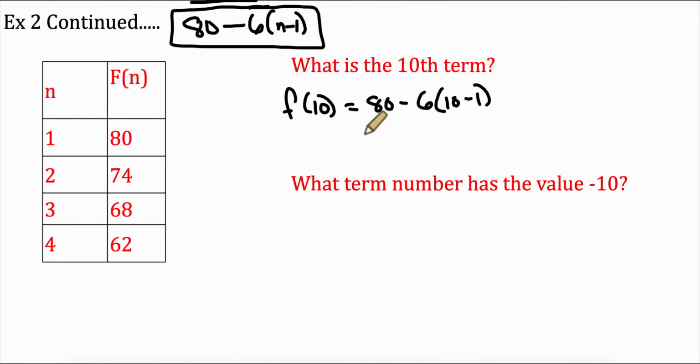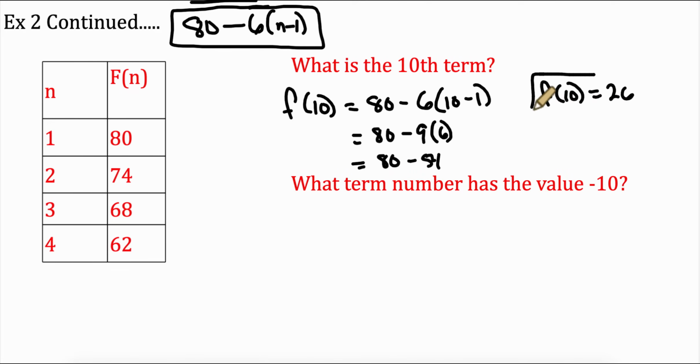10 minus 1. So this is 80 minus 9 times 6. That was backwards, sorry. 80 minus 54. So the value of my function on the 10th term is 80 minus 54, which is 26. So the 10th term is 26.